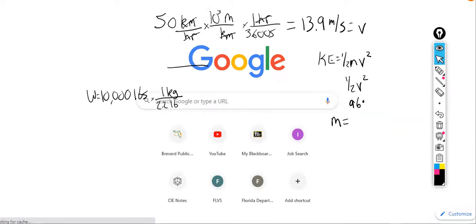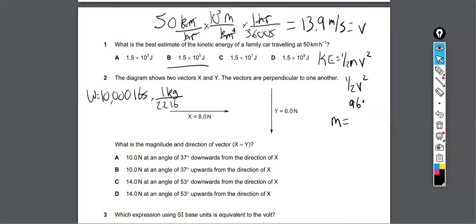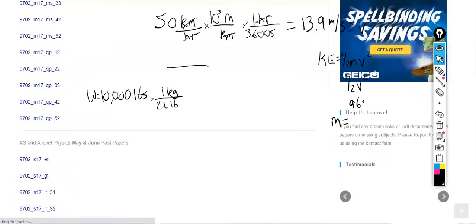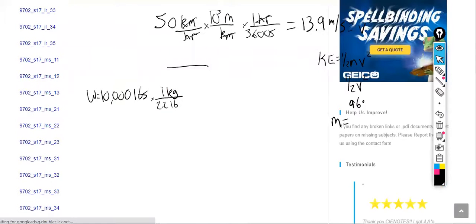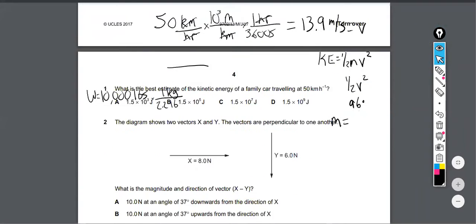CIU notes. And that was 2017, right? Just looking at, I think, right here. Yes, this was paper 13 from 2017. And if we queue up the mark scheme for that, summer, right? Yeah, May, June.